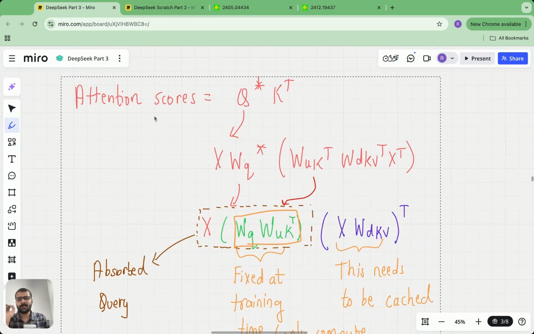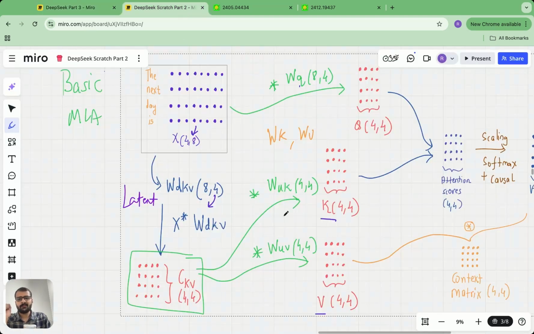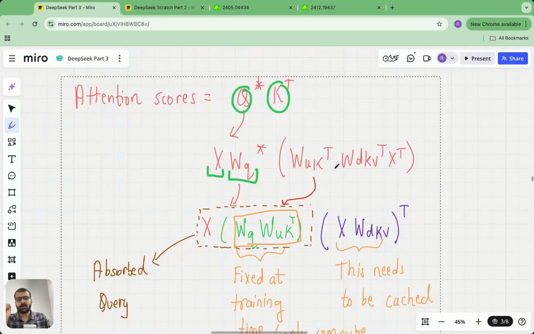If you calculate the attention scores, it will be queries multiplied by the keys transpose. Queries can be represented as X times WQ, which is the trainable weight matrix, and keys can be represented as CKV multiplied by WUK. So the keys transpose is WUK transpose multiplied by WDKV transpose multiplied by X transpose.